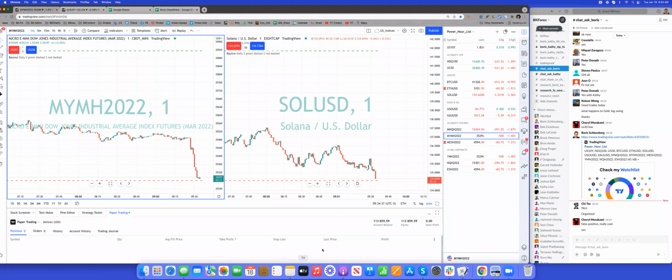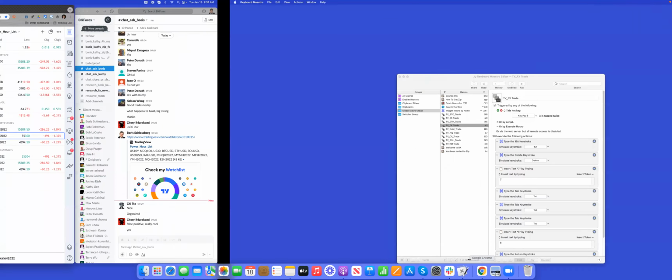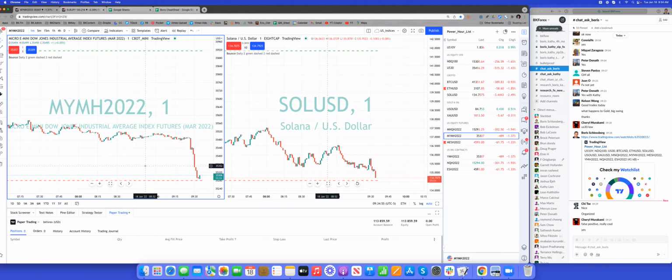You know what I need to do, guys? Hang on a second, I'm sorry. I've got to refresh all my hotkeys. I totally forgot what my hotkeys are. So YM is 8, Solana is this. Okay. Sorry. Okay, 5 seconds. Looks good.